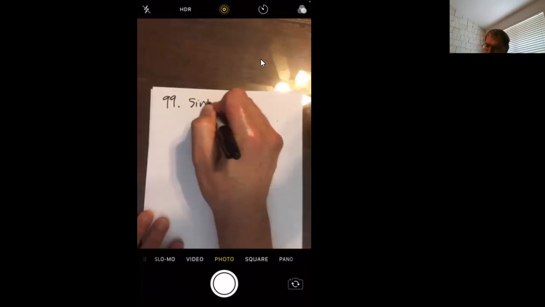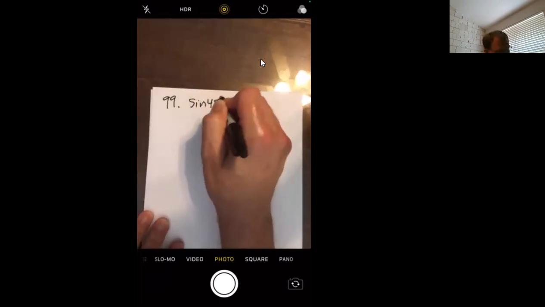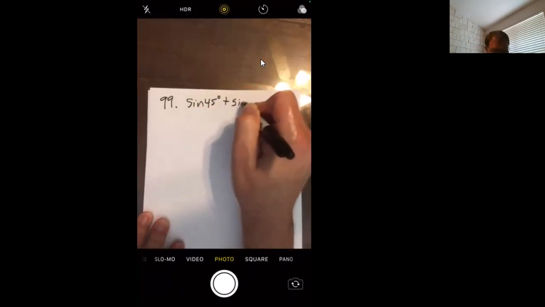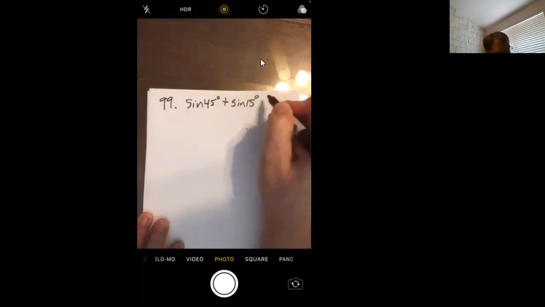Let's try 99. We'll make that the last one if anybody's watching this far into it. Take a sine of 45 degrees and add a sine of 15. That's similar to 97, so we'll see. And that's supposed to be equal to a sine of 75 degrees. Let's see if I can do better with this one than I did with 97 last time.